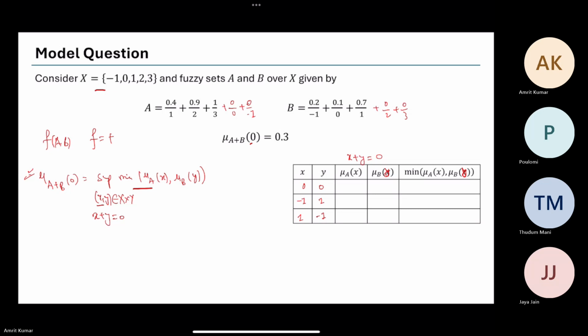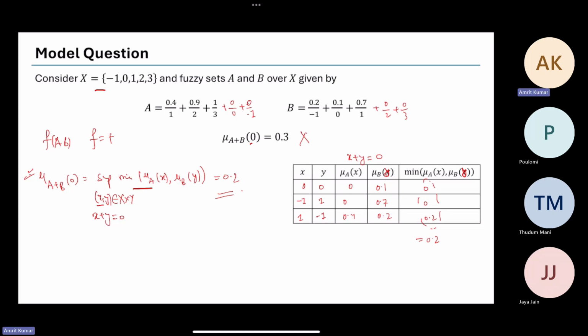So in this case, this is 0 and this is 0.1, membership of -1 is 0, and 1 is 0.7. And in this case, it is 0.4 and -1 is 0.2, right? So minimum is 0, 0.2. And therefore, when you take the maximum of this, you get 0.2. So this particular quantity is 0.2. And therefore, this option is wrong because it says that the membership of 0 in A plus B is 0.3, right?